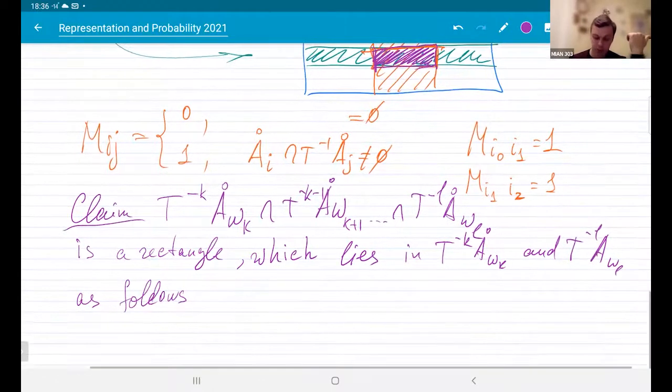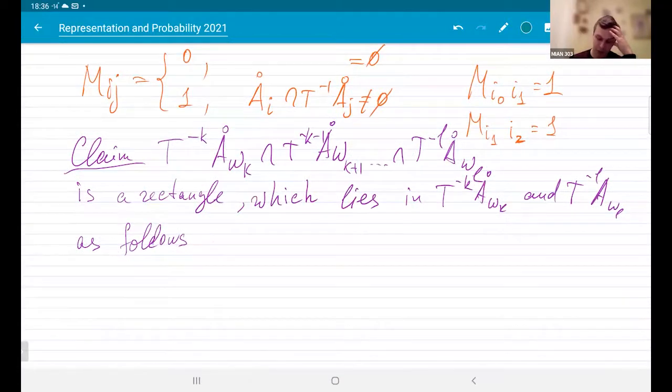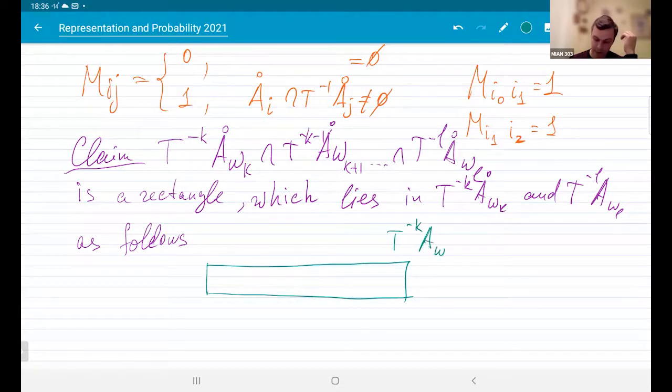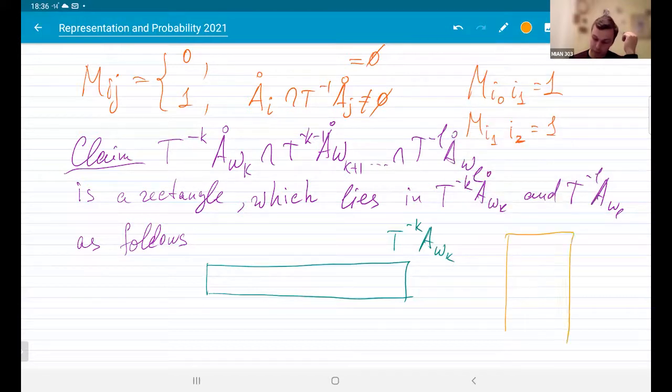So we have this first term, and this is like this. And we also have t minus la omega l. And our intersection is a stripe here and a stripe here.